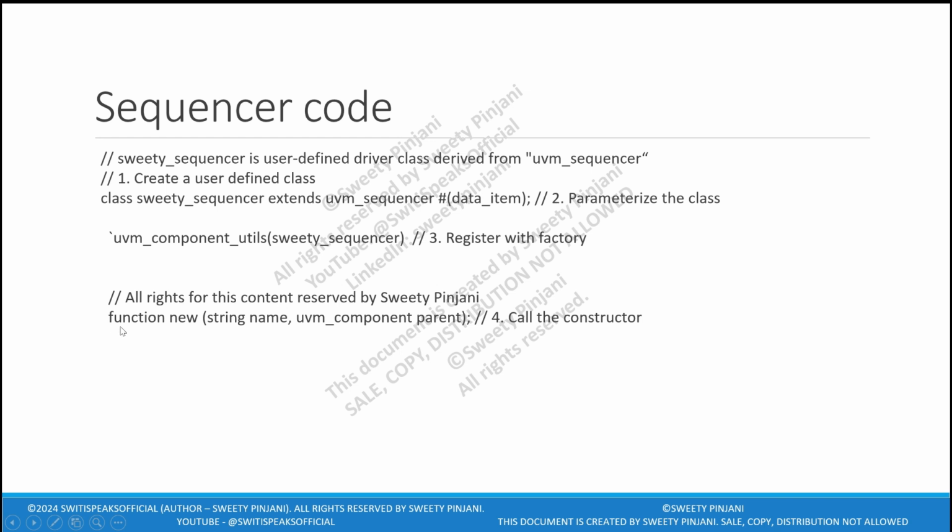Next, you are going to call the constructor new. In case of components, the constructor takes two arguments. One is name, one is parent. Then you are calling super.new. Super means it is extending from UVM sequencer. So it will call the new method of the UVM sequencer. That's it. And that's the end of class. This is a very basic UVM sequencer. You can have a lot of other code however required, but I am telling you what are the mandatory steps.